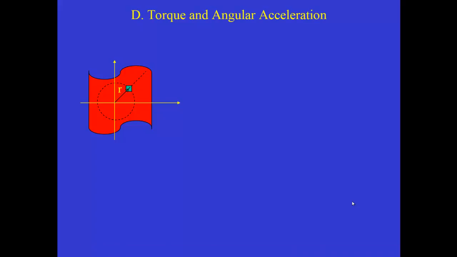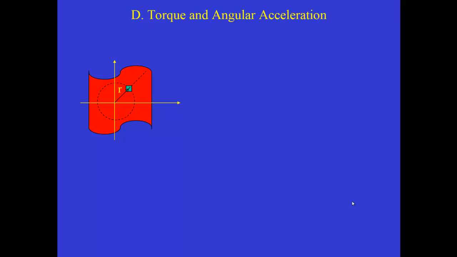Today we're going to move into a discussion of the angular quantity that is analogous to force in linear motion, and that is torque. And in so doing, we'll be able to derive a rotational version of Newton's second law. Then we'll go on to talk a little bit about rotational energy when we have rotational motion plus translational motion, and that we call rolling motion.